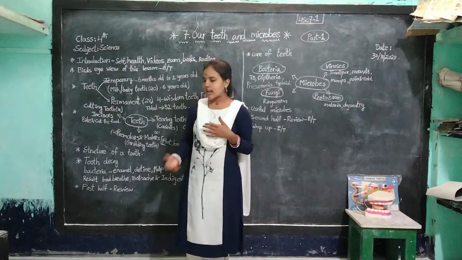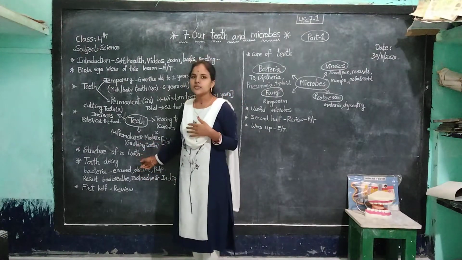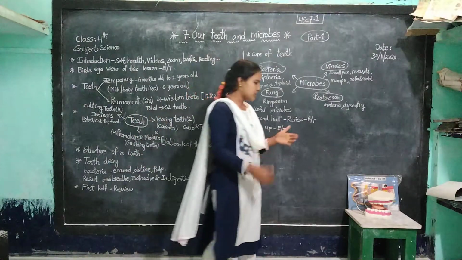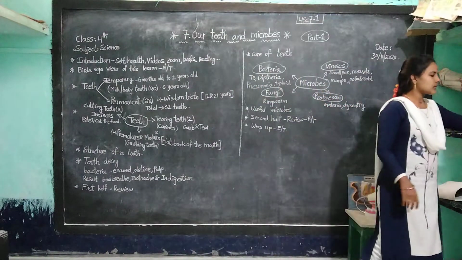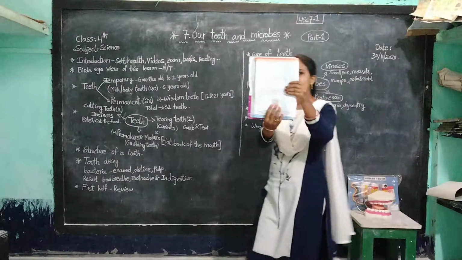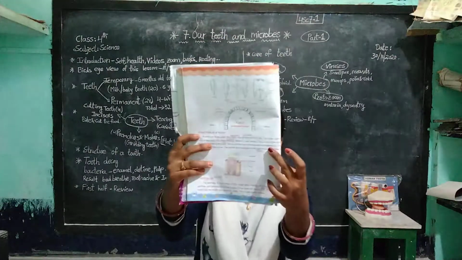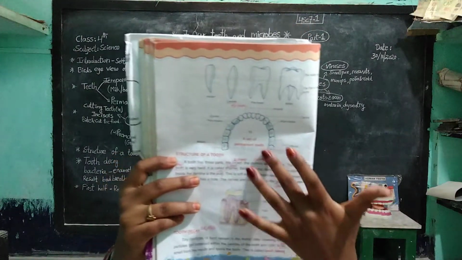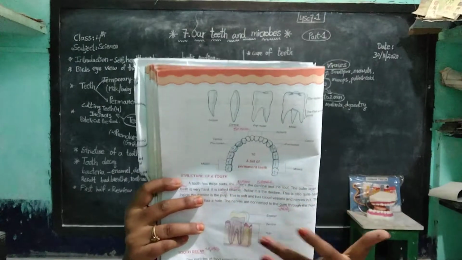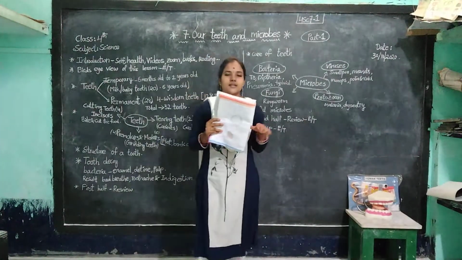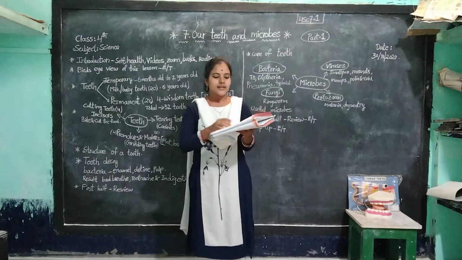Okay, children, next we will learn about the structure of a tooth. In our textbook, we have a diagram. Once I will show, children. Observe this diagram clearly. This is the structure of a tooth.